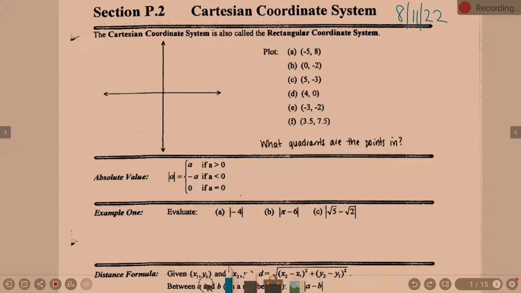So when you hear Cartesian coordinate system, it's also called the rectangular coordinate system. But even when I say rectangular coordinate system, I feel like you guys are going to look at me like, do I know that? It's not that complicated. Okay, but it's what you know, guys.